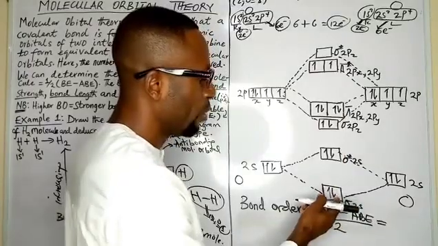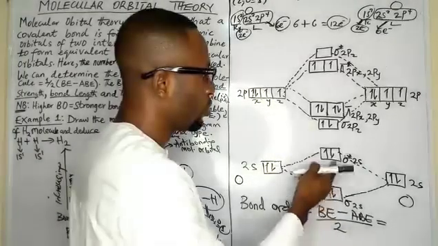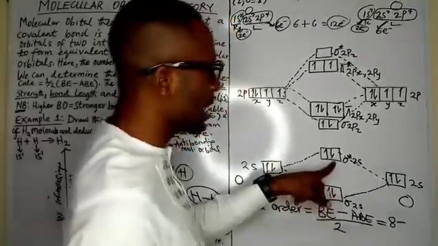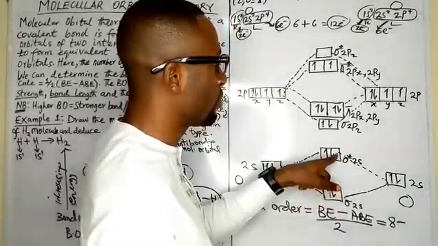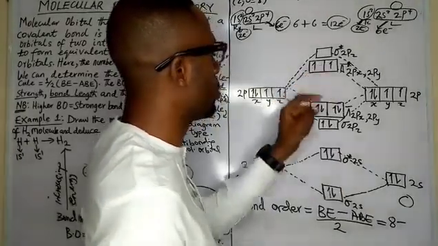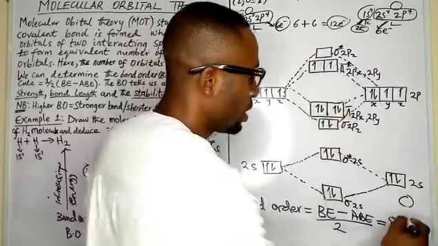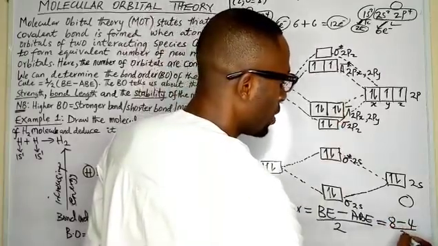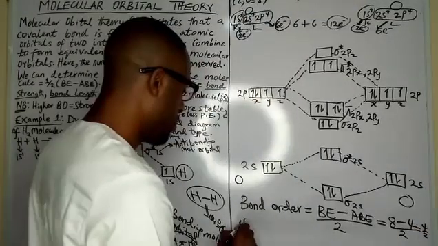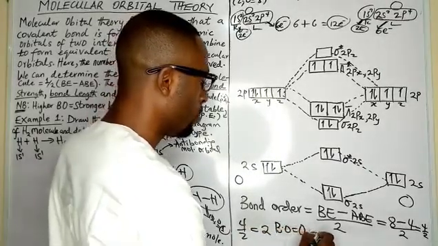So let's count. In the bonding orbitals, sigma 2s, we have 2 electrons, 2, 4, 6, 8. So we have a total of 8 bonding electrons. In this anti-bonding orbital, we have 2 electrons. So this is 2. In these 2 anti-bonding orbitals, we have 1, 2. So here, again, the anti-bonding is 2 here, the anti-bonding is 2 here, which is 4. So 8 minus 4 divided by 2 is equal to what? 4 over 2. And 4 over 2 is equal to 2, so the bond order of the O2 molecule is equal to 2.